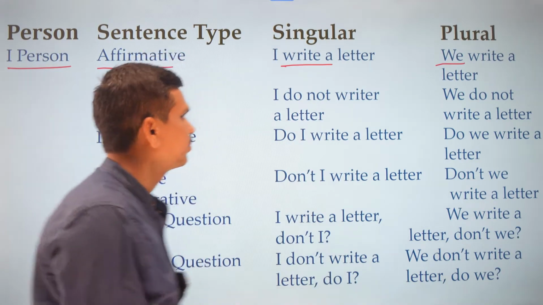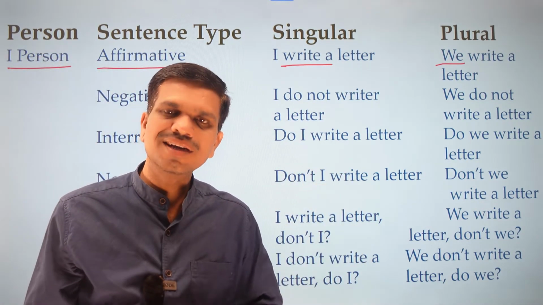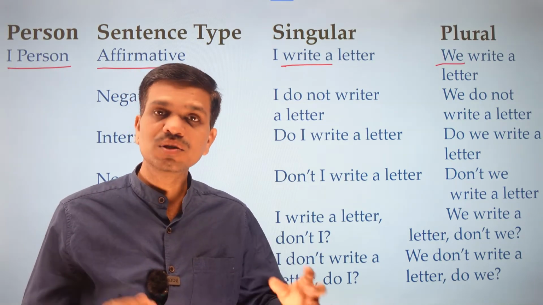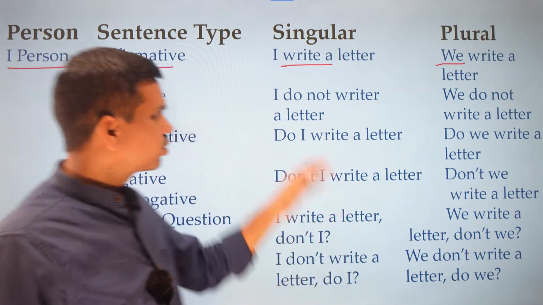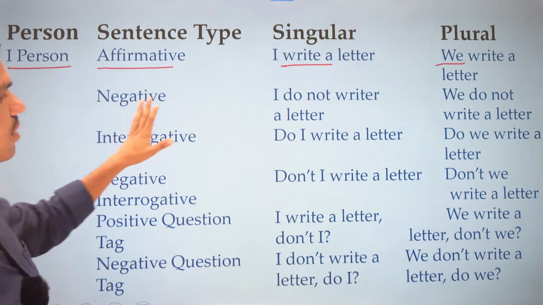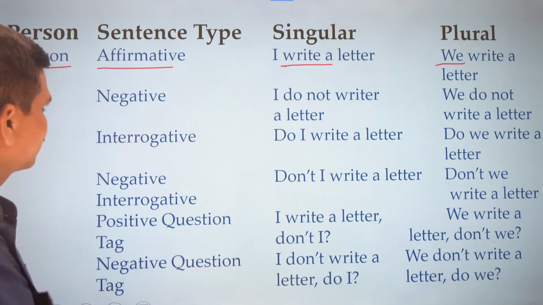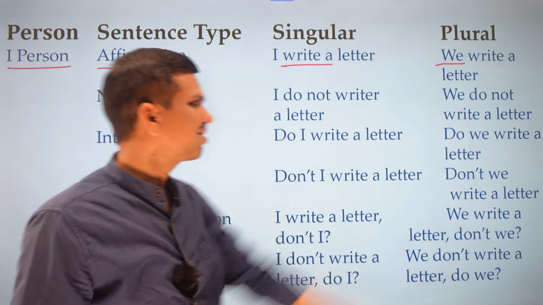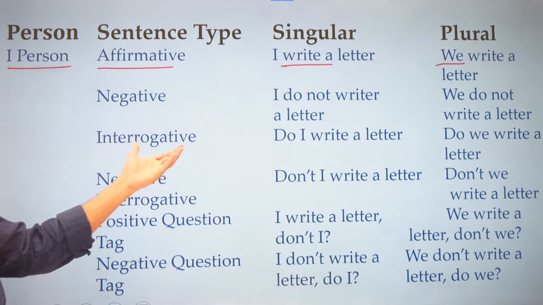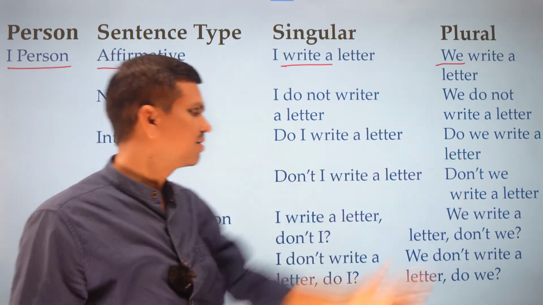This is very simple. Once you complete watching this video, you will understand all the tenses, no problem, and you will form examples of tenses on your own. So look at this table. Again, we have to form a negative sentence with this word write. So in negative, I do not write a letter. Plural, we do not write a letter. Interrogative sentence, do I write a letter? Plural, do we write a letter?